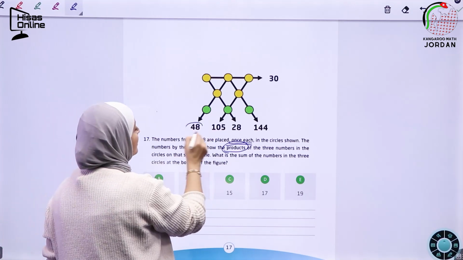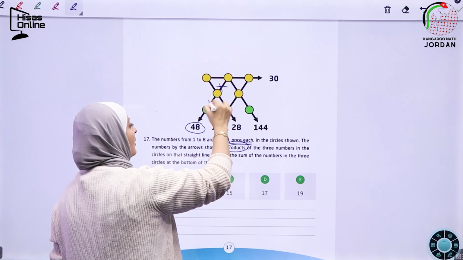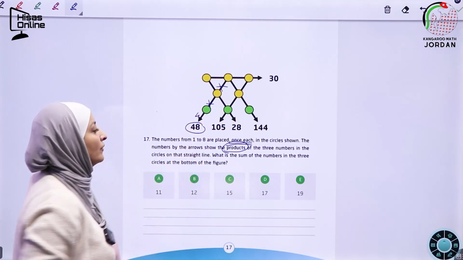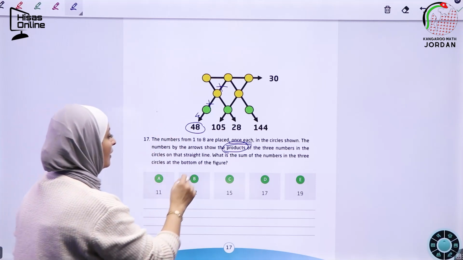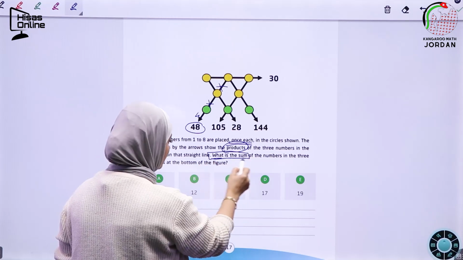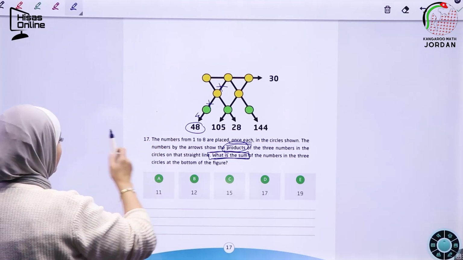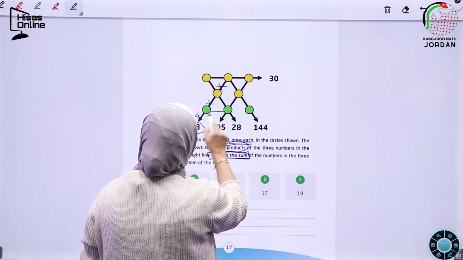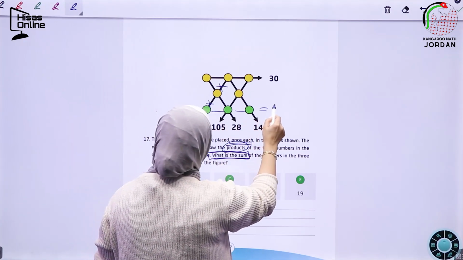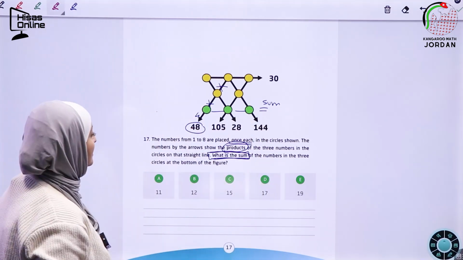So this is 48. It is the product of this. If I multiply this digit by that digit by that digit, I will get 48, and so on. In the circles on the straight line, what is the sum of the numbers in the 3 circles at the bottom? So after I find the 3 numbers here, I need to find the sum. Let's see how we can deal with such a question.